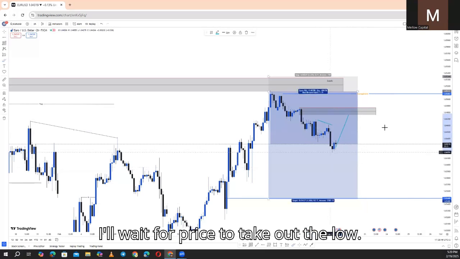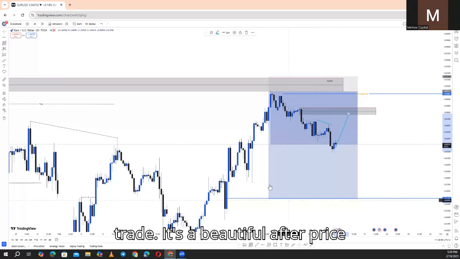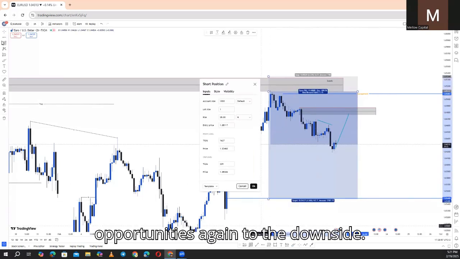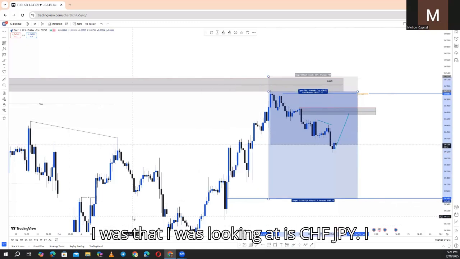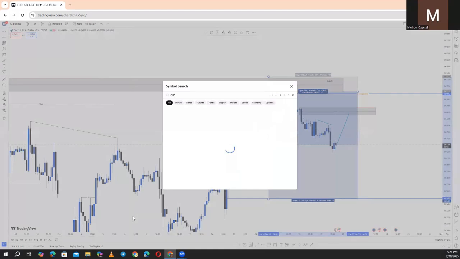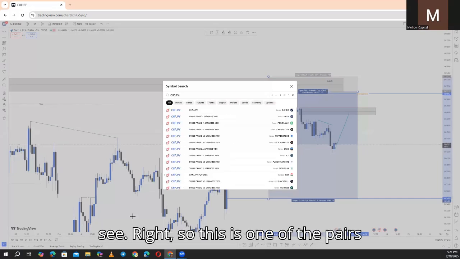I will wait for price to take out the low, and then I'll look for the second order block for me to scale into this trade. It's a beautiful trade. After price completes that, I'll be looking for more opportunities again to the downside. That's EURUSD. The other pair that I was looking at is CHFJPY. Let's go to CHFJPY quickly and see.